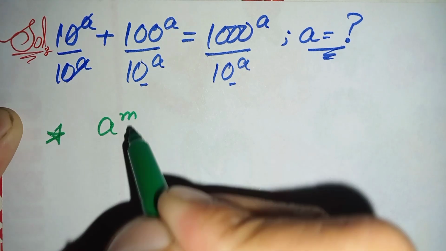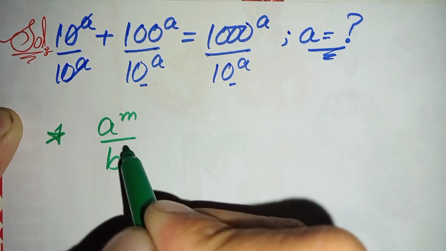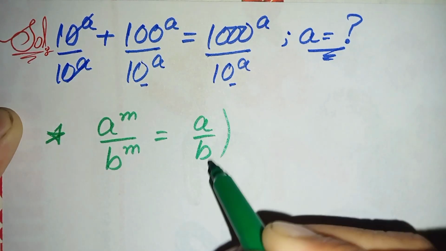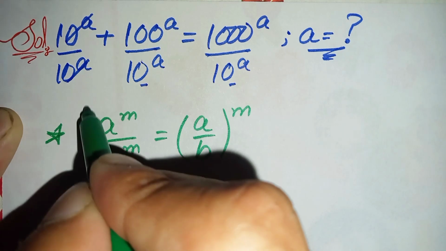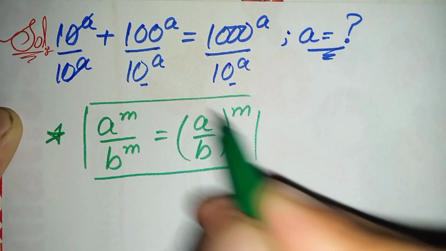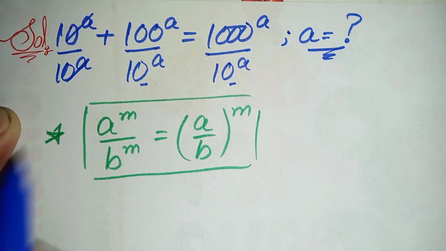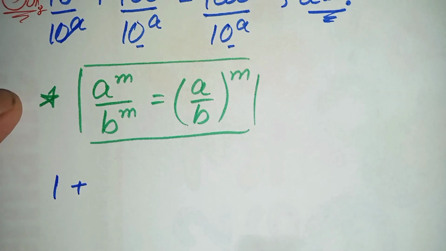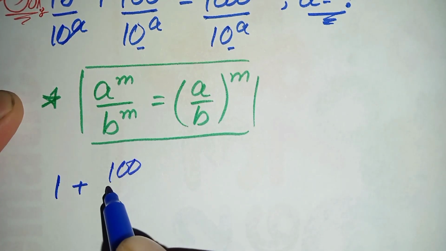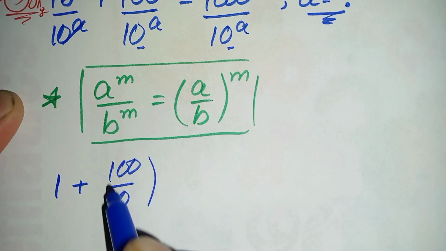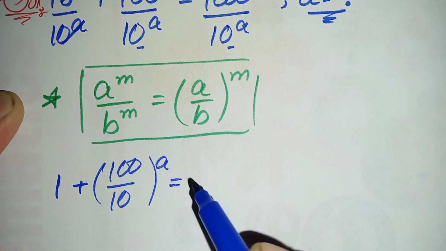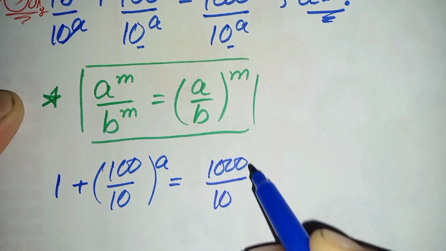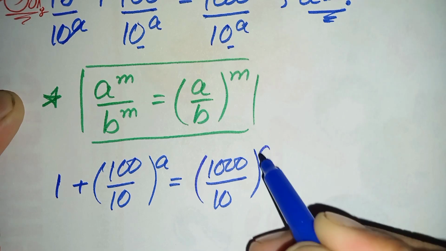So here we will use this exponential property in these two terms. A raised to power m divided by b raised to power m can also be written as a by b whole raised to power m. So using this exponential property in these two terms, this will become, here only 1 is left, plus this will become 100 by 10 raised to power a is equal to 1000 divided by 10 raised to power a.